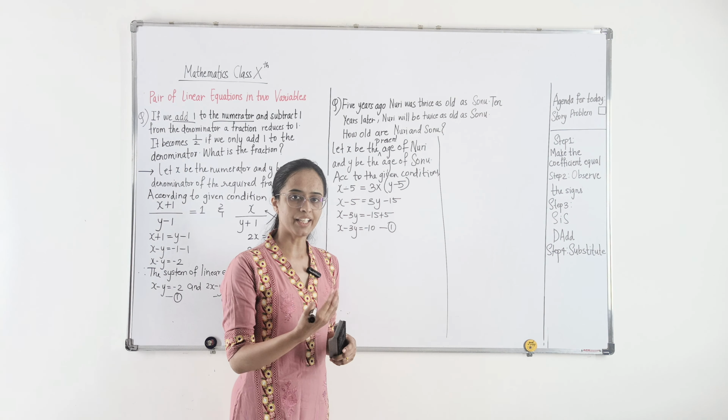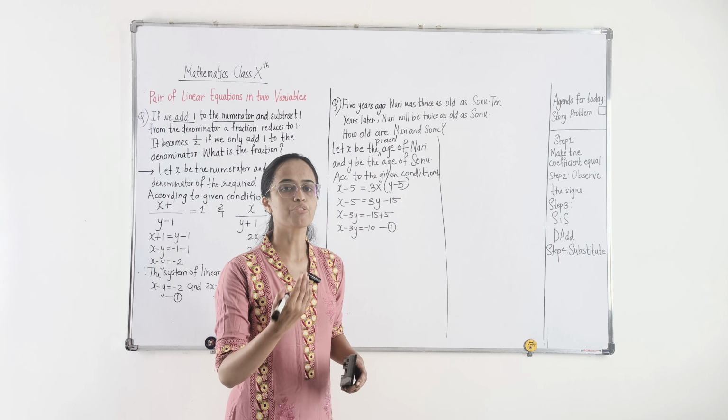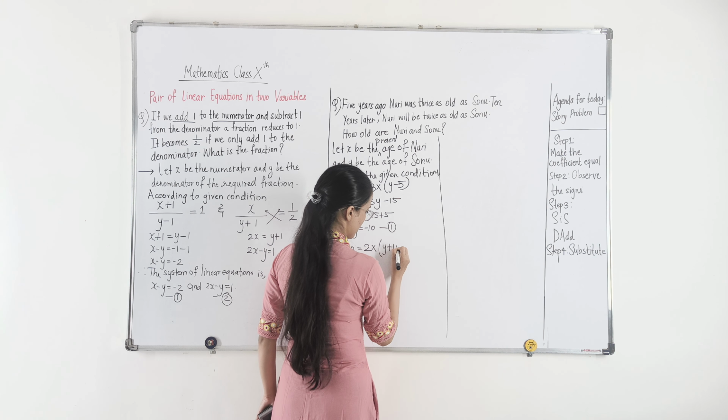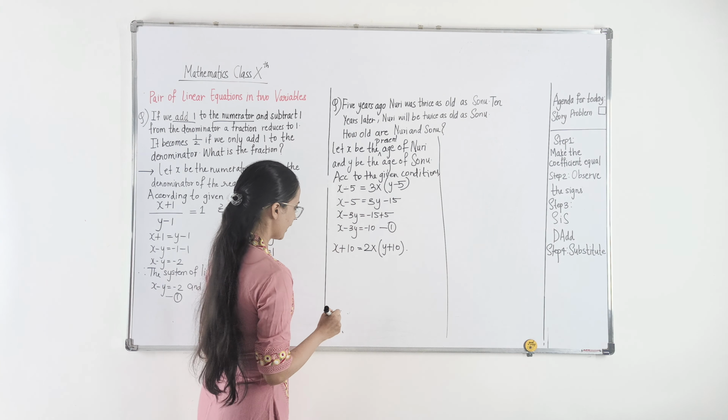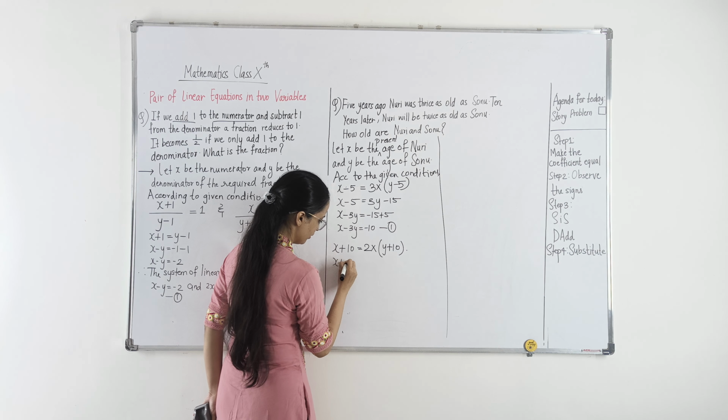So after 10 years meaning you have to add, because after meaning the age goes on increasing. So they say that x plus 10, Nuri's age will be twice as old as Sonu. So here it was thrice, but now after 10 years Nuri's age would be 2 times that of Sonu's age. Again we are going to simplify.